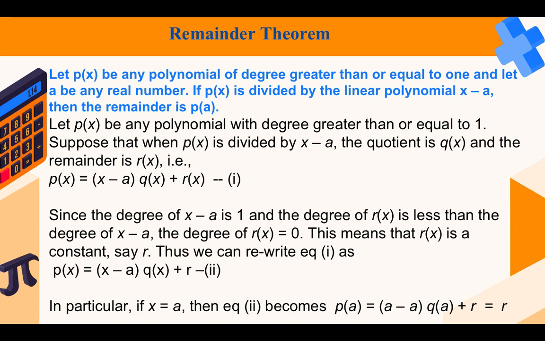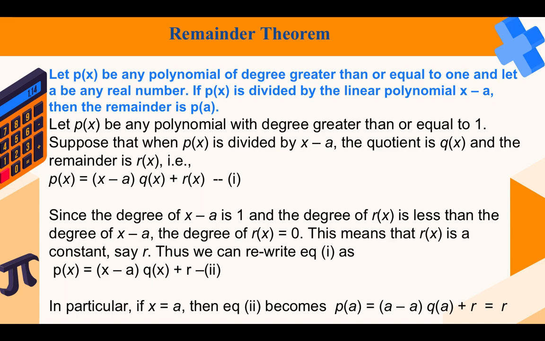So what does it say? Let p(x) be any polynomial with degree greater than or equal to 1. Suppose that when p(x) is divided by x minus a, meaning when you divide a polynomial by a smaller polynomial with degree 1, then the quotient is q(x) and the remainder is r(x). Okay, we have supposed all these terms. Let the polynomial be p(x), the quotient be q(x), the remainder be r(x), and the divisor is x minus a.